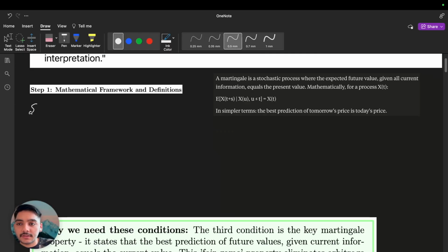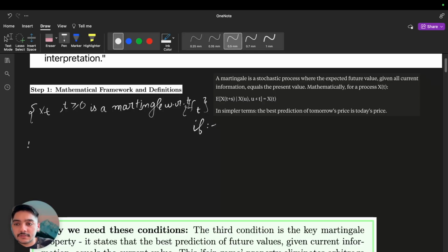So it will be like Xt for t greater than or equal to 0 is a martingale with respect to Ft if the three conditions hold. First condition is Xt is Ft measurable.